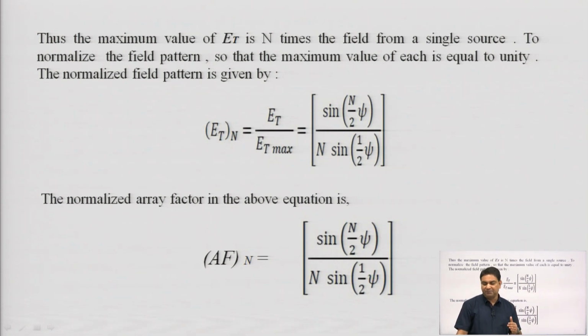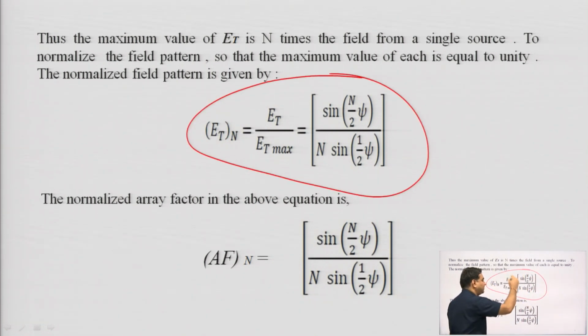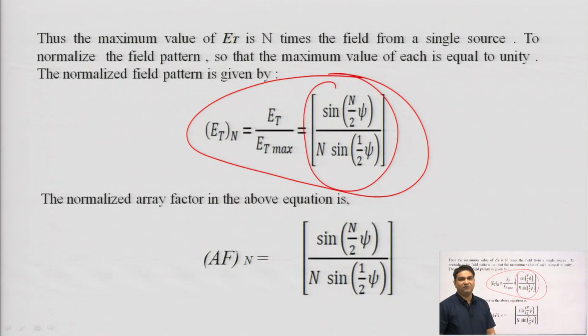The normalized field pattern is given by this, and this formula will decide the different directions of the pattern minor lobes. And the normalized array factor can be given as sin n psi by 2 upon n sin psi by 2.